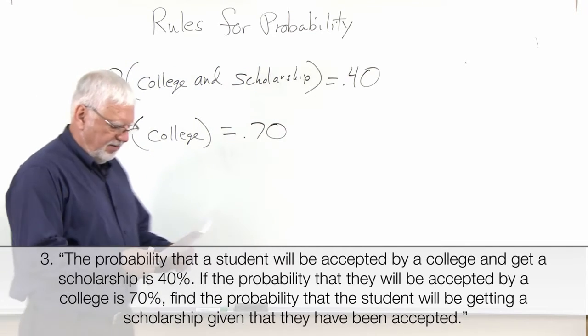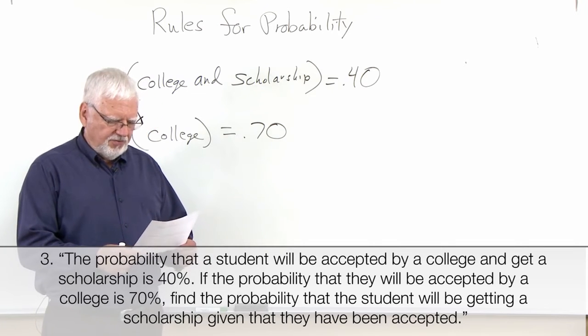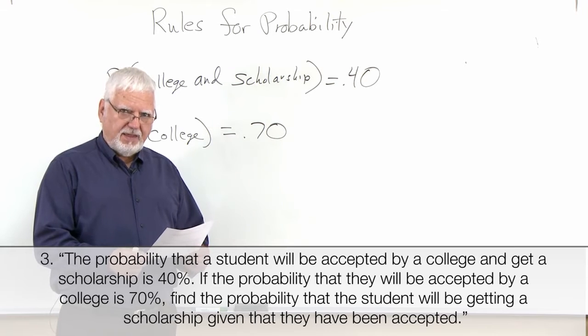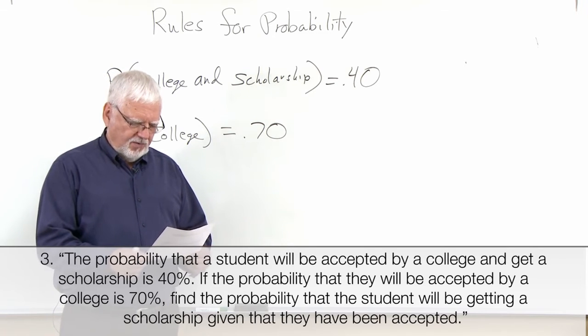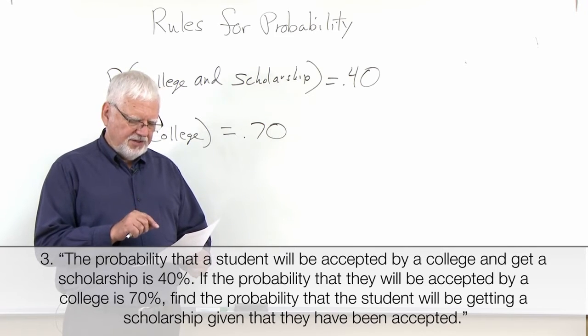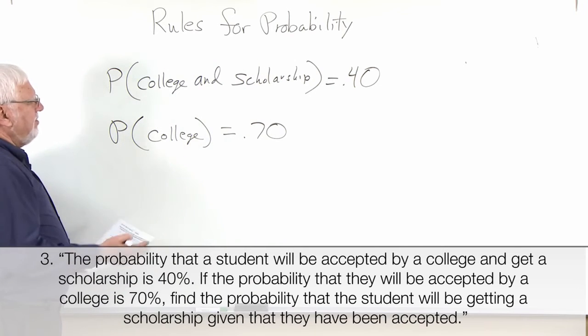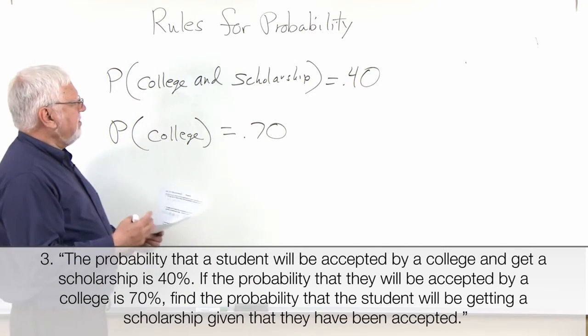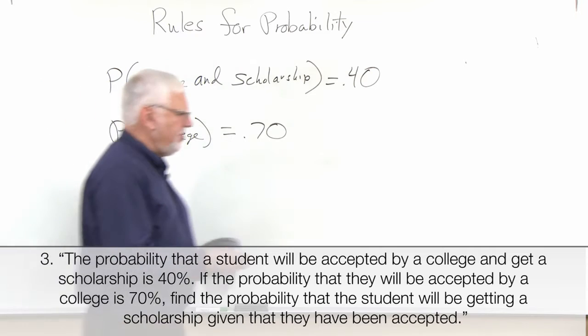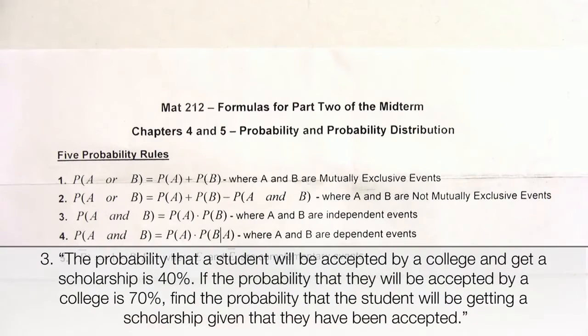What do we want to find out? We want to find the probability that the student will be getting a scholarship given that they have been accepted. Given that they have been accepted. What's the probability that they will get a scholarship if we already know they've been accepted? So what are we going to do? How are we going to do this one? Doesn't make any sense unless you look at the formula sheet. Did anything in the formula sheet have a problem where you've got a given event? Number 4, if you look at number 4, it's the probability of A and B.